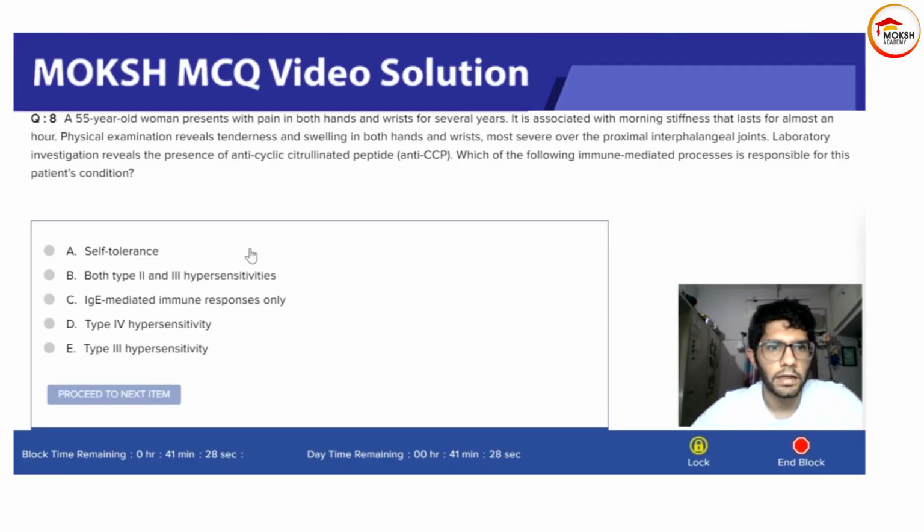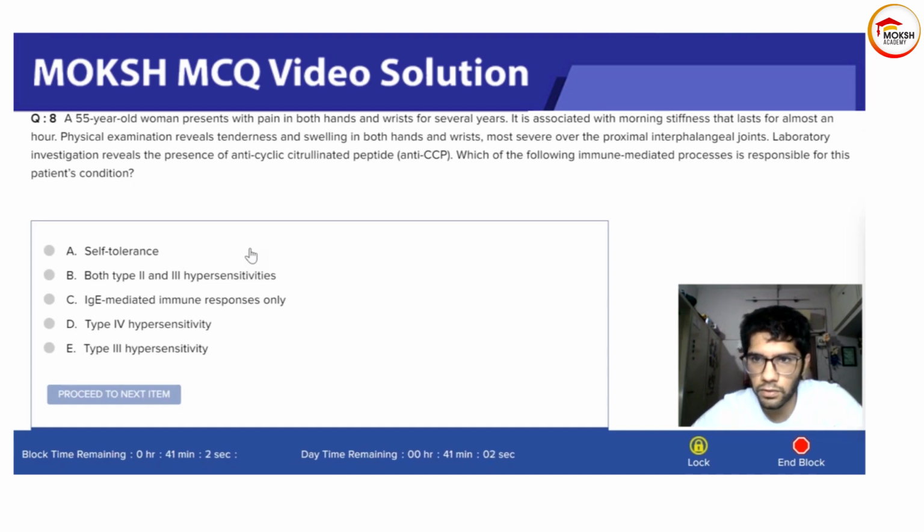Question number 8. A 55-year-old woman presents with pain in both hands and wrists for several years. It is associated with morning stiffness that lasts for almost an hour. Physical examination reveals tenderness and swelling in both hands and wrists, most severe over the proximal interphalangeal joints. Laboratory investigation reveals the presence of anti-cyclic citrullinated peptide (anti-CCP).